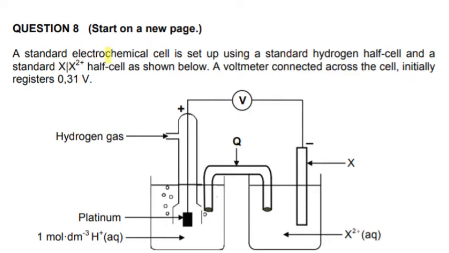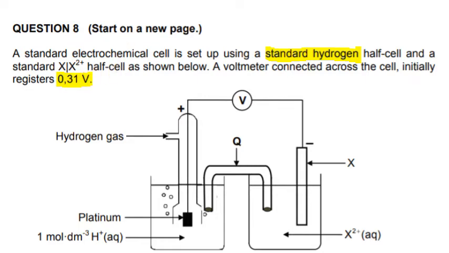In question number 8, we have a standard electrochemical cell which has been set up over here. Part of it is the standard hydrogen cell, and the other part is made up of an unknown component, but all we know is that in the solution we've got the positive cations of that component. A voltmeter is connected across the cell, and initially the reading on this voltmeter is 0.31 volts.